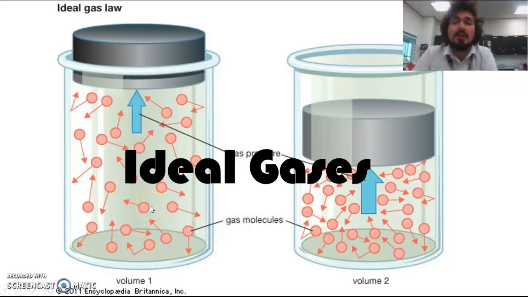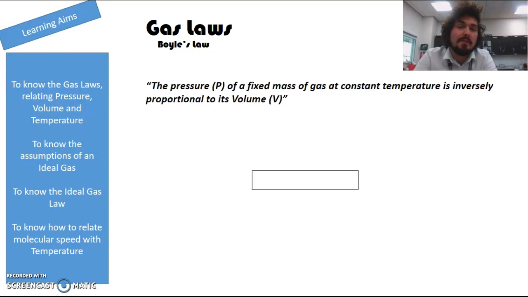Right, okay, so this is the last vid in the thermo and heat and gases section. It's about ideal gases and the gas laws. First thing, to know all the gas laws relating pressure, volume and temperature, to know the assumptions of an ideal gas, to know the ideal gas law itself, and to know how to relate molecular speed and temperature.